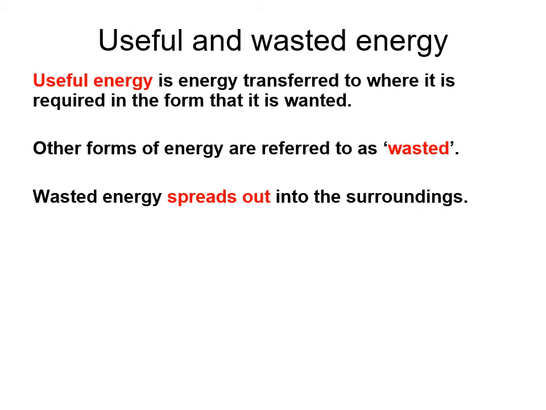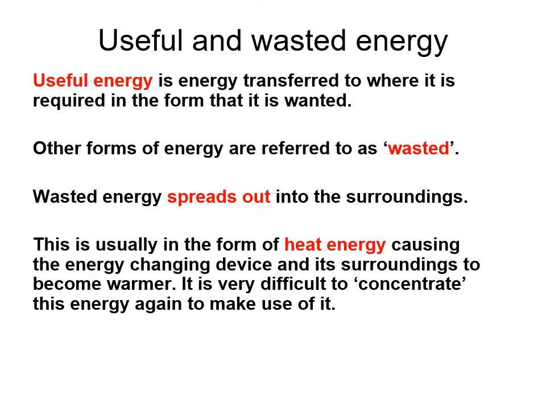Okay, so think about, for example, a light bulb. Now, obviously, if you touch the light bulb, it's going to be hot. That's wasted energy. So we really want the light bulb to basically release light. Okay, so there's light energy and there's heat energy. That heat energy is wasted and it spreads out into the surroundings. So that's the example there of heat energy.